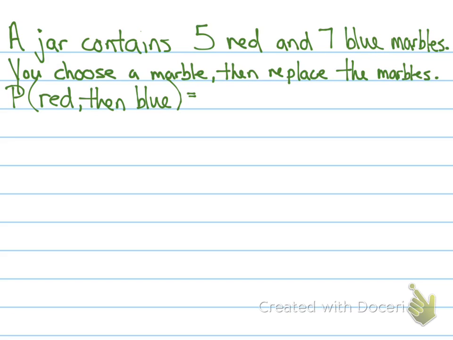All right, so a jar contains 5 red and 7 blue marbles. If I'm finding the probability of red, what's the probability of red? 5 over 12. Very good. And then what's the probability of blue? 7 over 12. Okay, times 7 over 12.